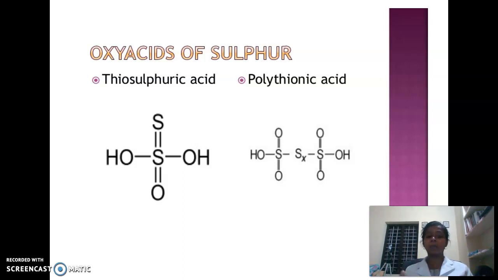It is very important. Likewise, as I said before, the oxyacids of nitrogen and phosphorus. So you have to study the structure, draw the structure also. Since it is very easy to study, you can easily pick up the structure.